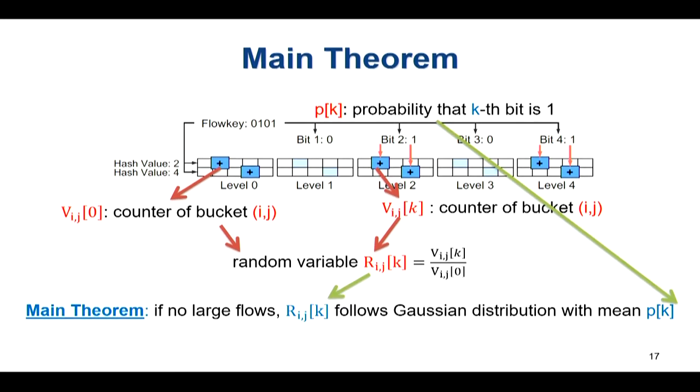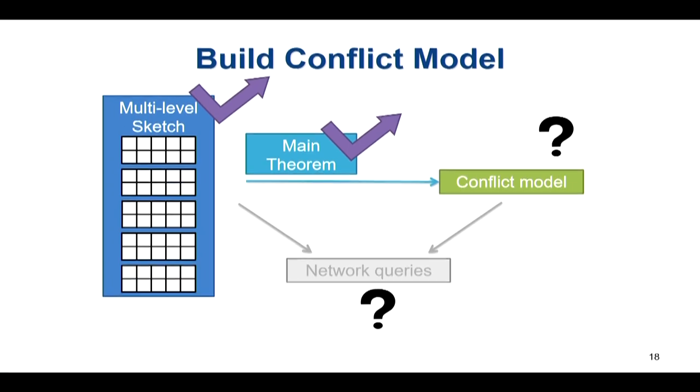We prove a theorem that if there are no large flows in the multi-level sketch, this random variable will follow a Gaussian distribution with the mean equal to the flow key probability. Then this random variable characterizes both the flow key probability and hash collisions. And this theorem also motivates our third problem: to build the conflict model.